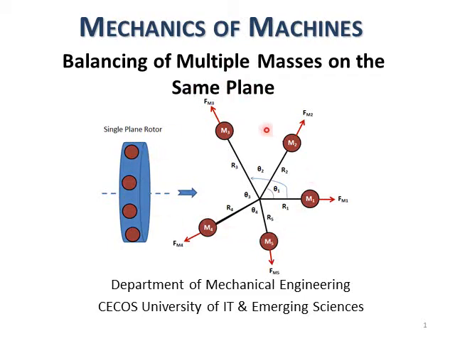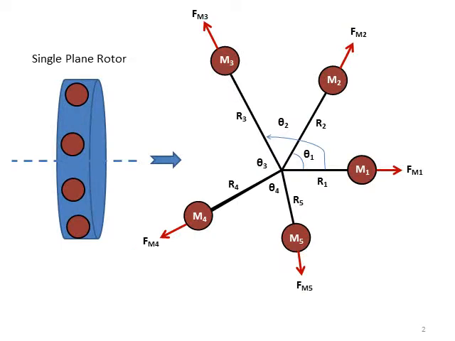So there are 5 different masses placed on a rotor or rotating object, but they all are on the same plane. So let's discuss it. There are 5 masses: m1, m2, m3, m4 and m5. They are placed on a rotor on a single plane. If you count the masses visible on this rotor, it will be 4. Definitely the 5th mass will be behind somewhere there.